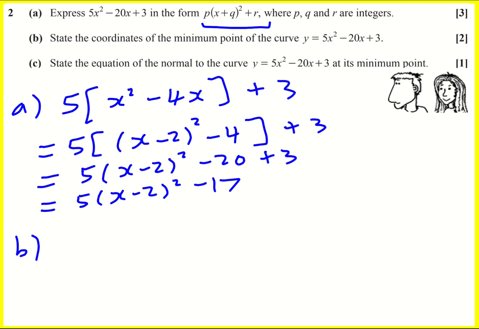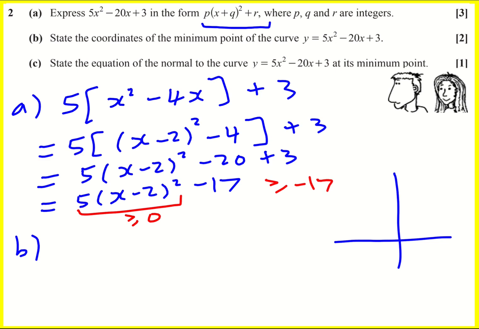State the coordinates of the minimum point of this curve. Well, completed square form actually gives you the minimum, because this thing here is always greater or equal to 0. It can't possibly be negative. And therefore, the function itself is always greater or equal to minus 17, because that's the smallest that it could possibly be. So the minimum is going to be minus 17.